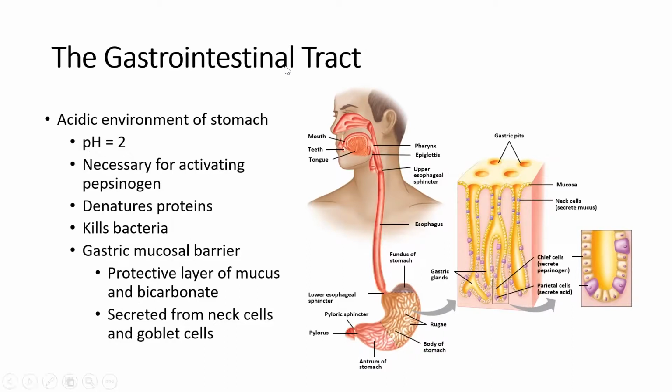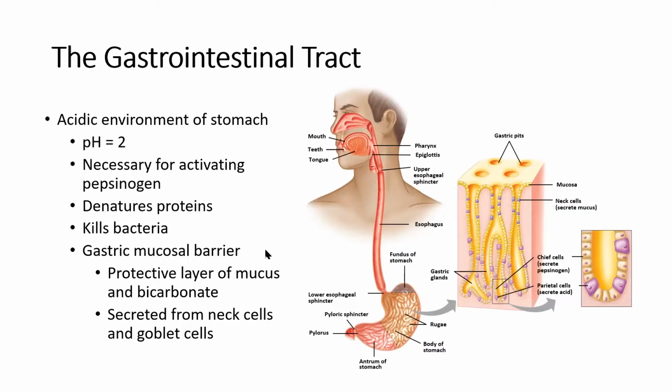All right, so the acidic environment of the stomach is usually around a pH of 2. So as we can see, that's really acidic, and this is needed to activate pepsinogen into its active form, pepsin, so that it can begin to break down protein in these stomach contents. Now, as you would imagine, this acidic pH will denature proteins, but also kill bacteria, kill viruses, or neutralize toxins that would be found in the stomach contents.